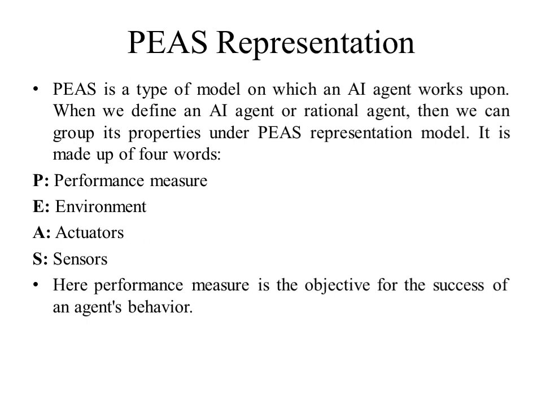PEAS representation. PEAS is a type of model on which your artificial intelligent agent can work. You can define the AI agent, or the rational agent, and group its properties under the PEAS representation model. P stands for performance measure. Performance, in the sense of how your system is going to work.